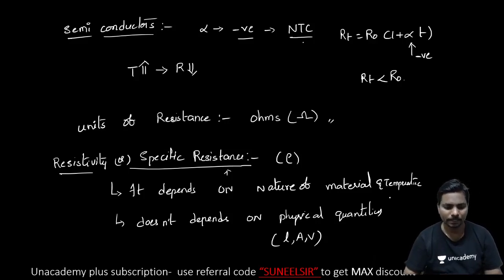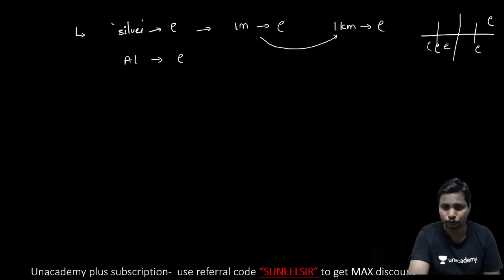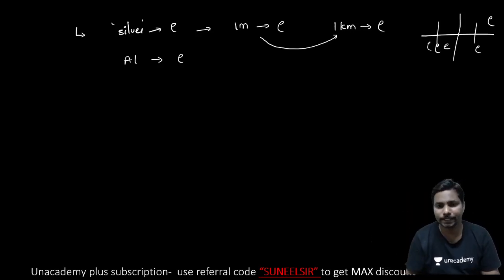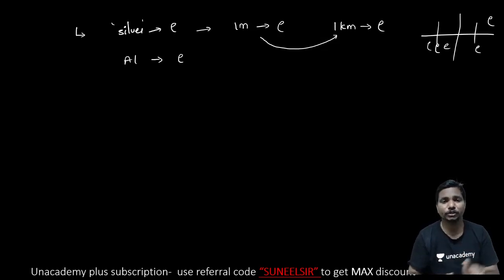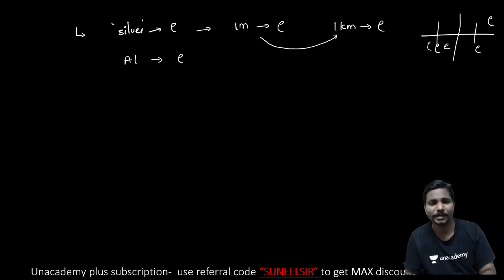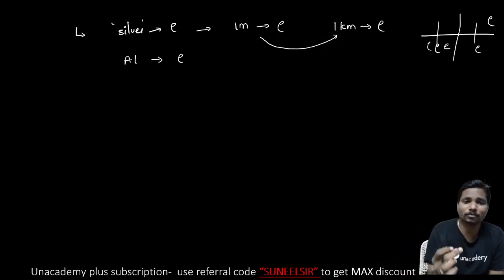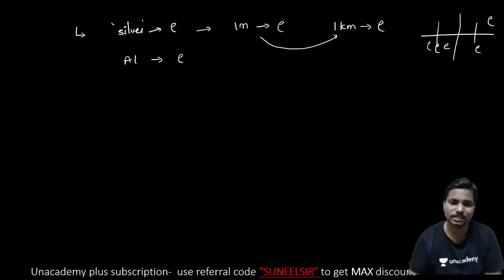Okay, so it does not depend upon the physical quantities. That means if you cut it into 2 parts, 3 parts, 5 parts, or if you have the same material with different length and different cross-sectional area, then the resistivity ratio is 1:1. 1:1 only. Okay, all of you getting my point. Based on this, many questions are framed. Okay, so it is very, very important.